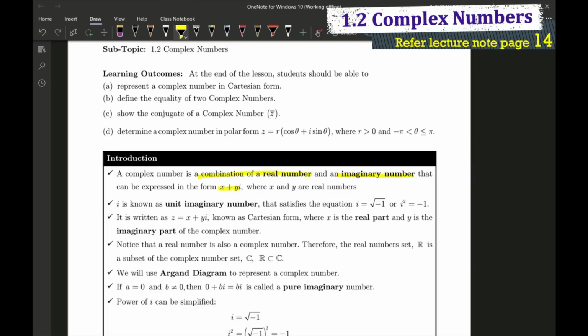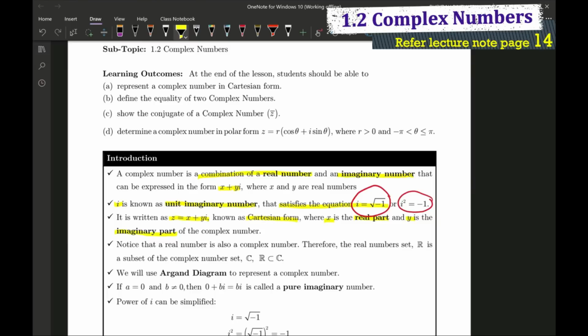And i is known as the imaginary number that satisfies the equation i equals square root of negative 1. So this is the definition of i. i is equal to the square root of negative 1. When you square both sides, it will become i squared equals negative 1. And a complex number can be written as z equals x plus yi, known as Cartesian form, where x is the real part and y is the imaginary part of the complex number.